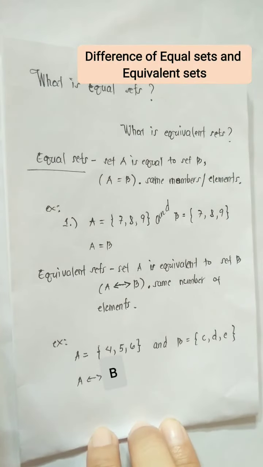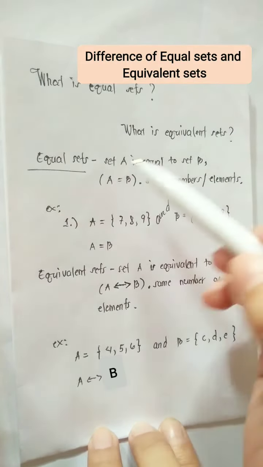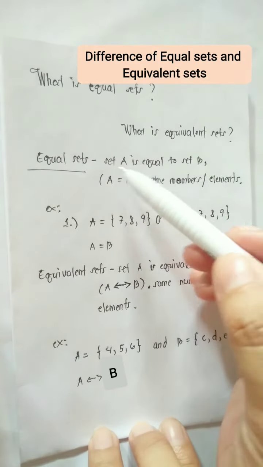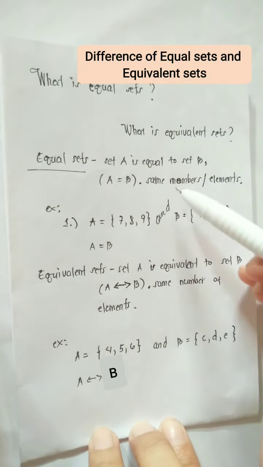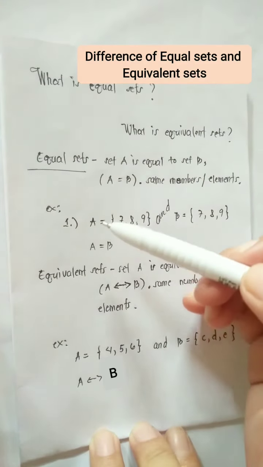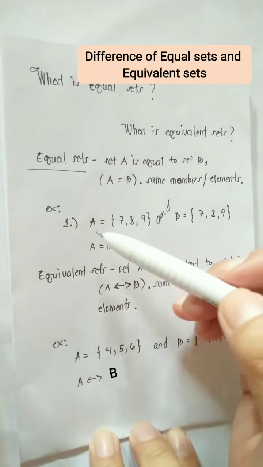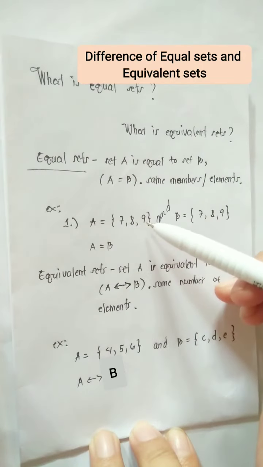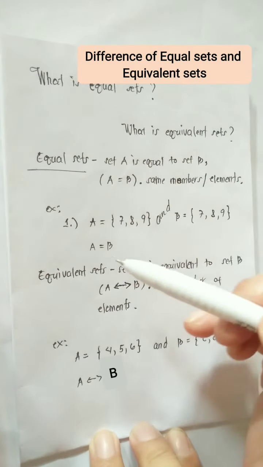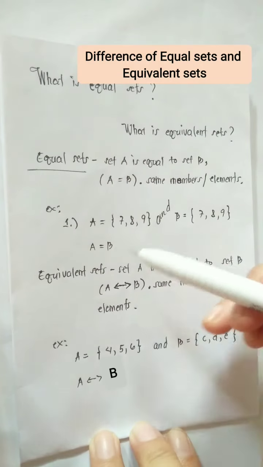Okay, today we're talking about what equal sets and equivalent sets are. Equal sets: set A is equal to set B, and this denotes equal sets if they have the same members or elements. For example, here we have set A and set B. As you notice, set A has the elements 7, 8, and 9, likewise set B. That's why A is equal to set B.